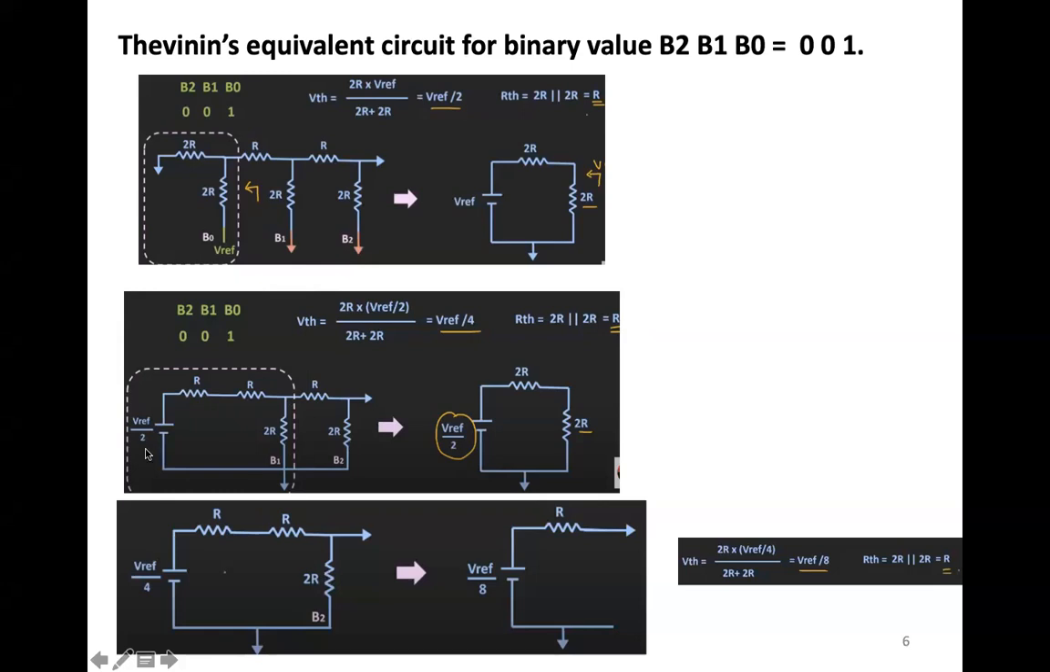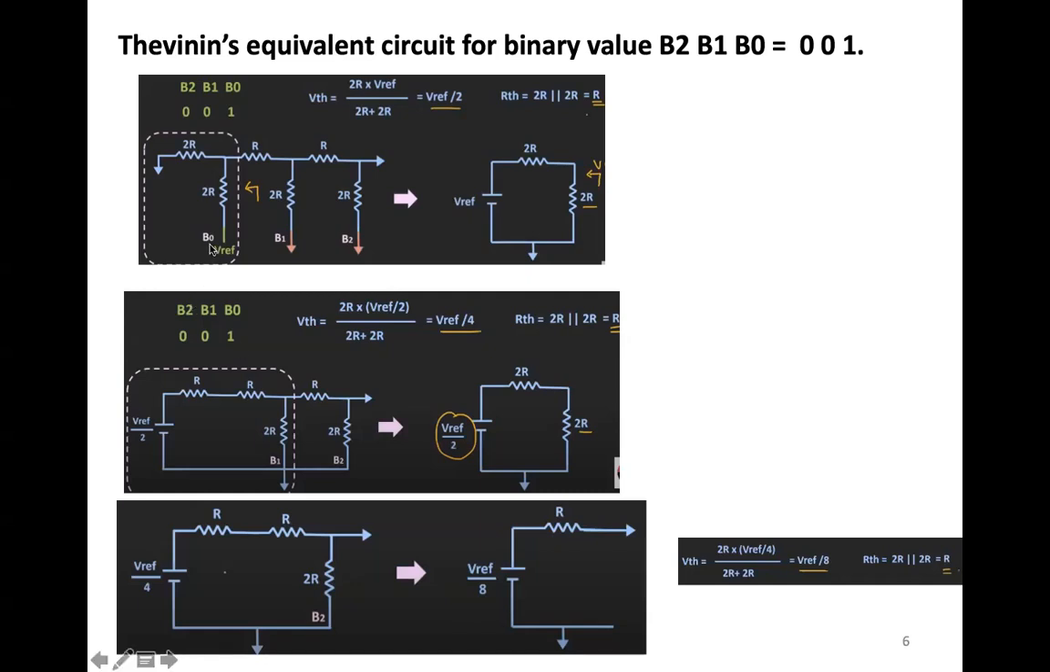But then what happens to my V reference? It's divided by 4. So whenever I keep on reducing, the V reference also gets reduced. Now in the next step, you can see that I have 2R and then 2R, so that is nothing but going to be just R. So V reference divided by 8 and then R. This is how I am getting converted from one form to another form.